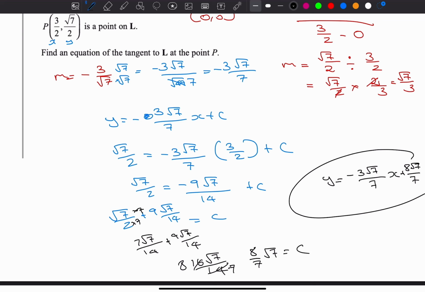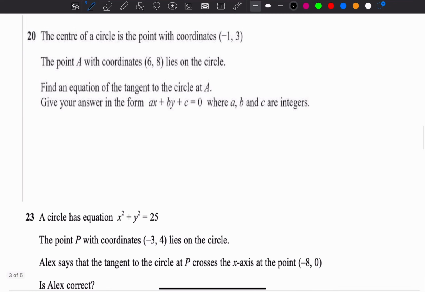Okay, next one. Now the center has been switched. Normally it's technically 0, 0 unless they specify, and they specify the center here. And this is a coordinate. So what is the gradient? M is change in y over change in x: 8 minus 3 over 6 minus minus 1, which is a plus, so 5 over 7. You want the perpendicular gradient, which is minus 7 over 5.